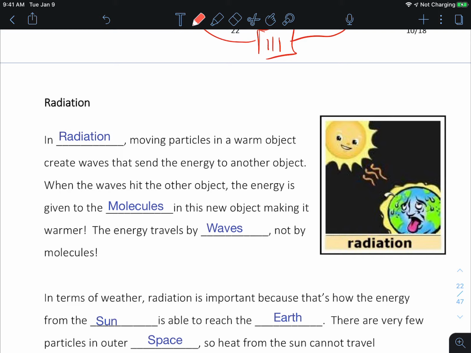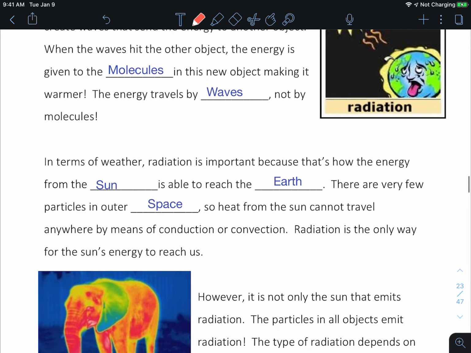Radiation can travel through the vacuum of space because even though there are no particles, remember that in convection, the particles carry the heat. In radiation, the energy travels without particles. In terms of weather, radiation is important because that's how energy from the sun is able to reach the Earth. There are very few particles in outer space, so heat from the sun cannot travel by means of conduction or convection. In fact, the sun itself has a whole bunch of convection and conduction happening in it, but that is all contained inside the sun.